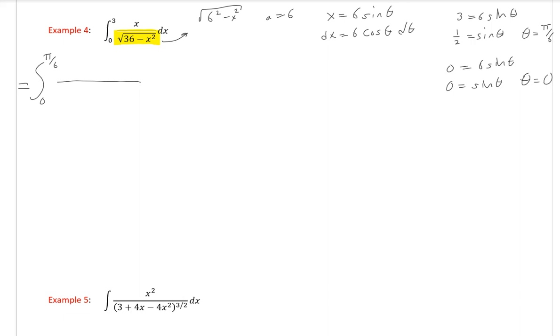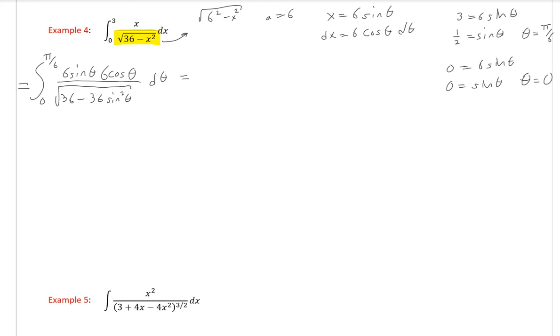On top we have x, which now becomes 6 sine of theta. And dx is also going to introduce another 6 cosine of theta to the mix. And on the bottom we have the square root of 36 minus (6 sine theta) squared, which is going to be 36 sine squared theta.